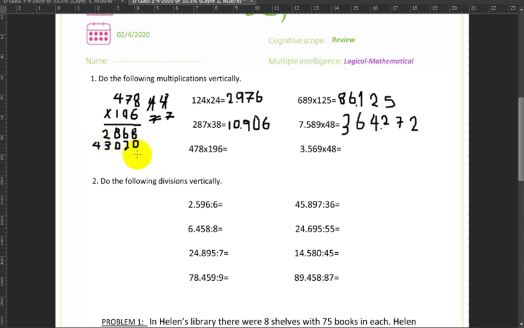I put 2 zeros on the third line. And I say 1 times 8 makes 8, 1 times 7 makes 7, 1 times 4 makes 4. So I'm going to write 478. And I add.